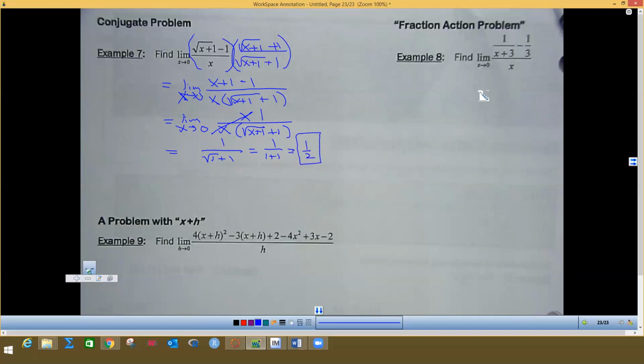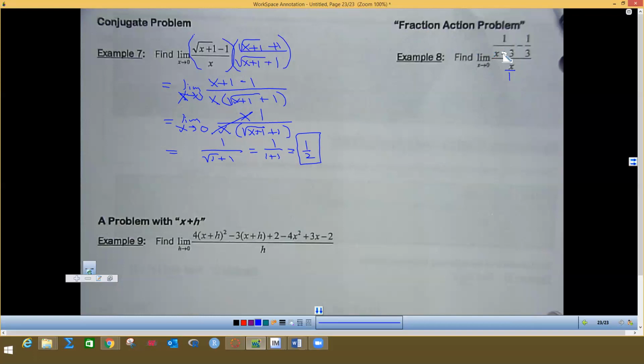When you look at problem number 8, this problem is a complex fraction. I make everything into fractions, and then I look at my x plus 3 as a denominator, my 3 as a denominator, and the 1 as a denominator. You want to find the least common denominator of these three things, which is 1 times 3 times x plus 3.